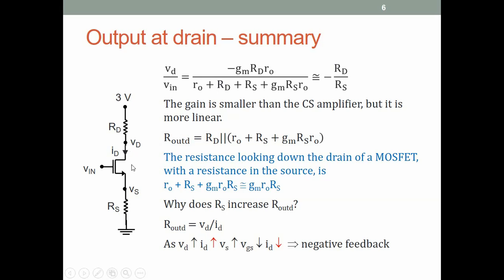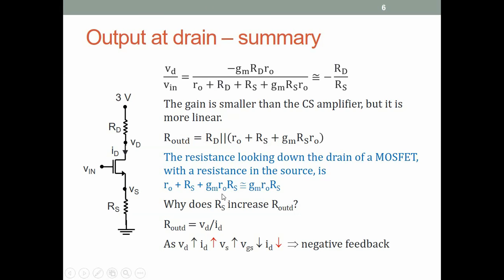So our analysis tells us that the resistance looking down from the drain of a MOSFET when there is a source resistance is given by RO plus RS plus GM RO RS. All right, RO of the MOSFET plus RS plus GM RO times RS. This is a very important expression. We keep using this throughout the semester. So it is good that you get used to it. I'll keep referring to the expression from now onwards.